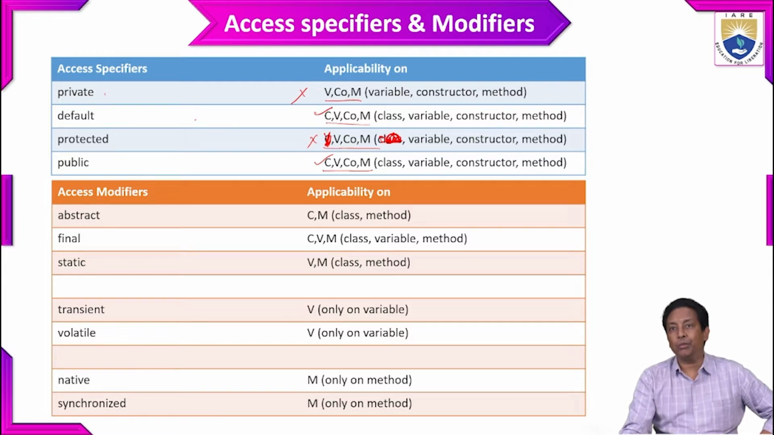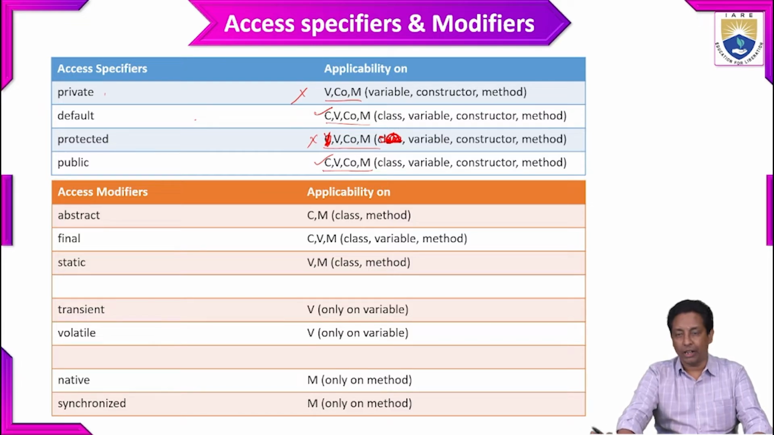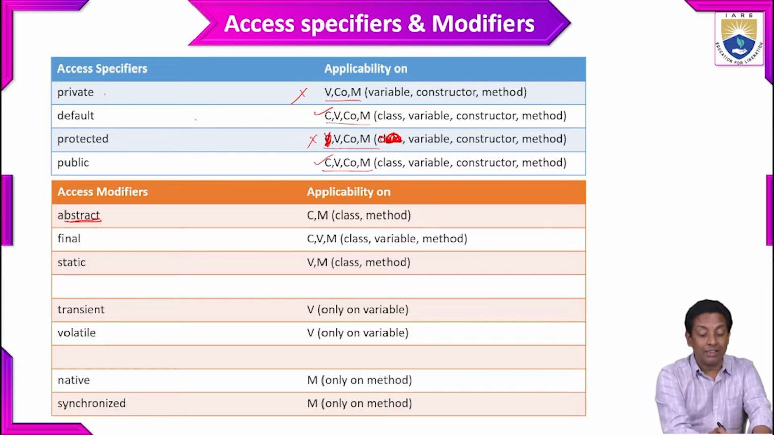Coming to the modifiers. How many modifiers are there? Abstract, final, static, transient, volatile, native, synchronized. Seven modifiers. Out of the seven, transient and volatile can be applied only on variables. Take them out, so five remain. Synchronized and native can be applied only on methods. Remove them also, so out of five, two are removed and three remain: abstract, final and static. A class can be declared as abstract. A class can be declared as final. A class cannot be declared as static.